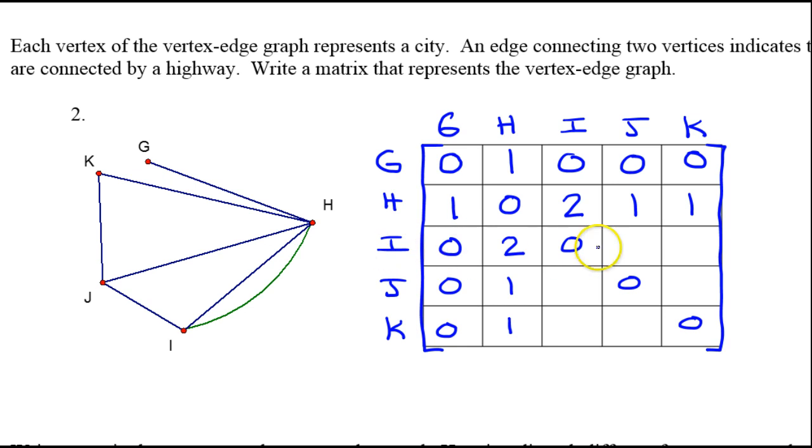What about between I and J? Yes, there's one highway between I and J. That means J to I, also a 1. What about I to K? Oh, there's no highway between I and K, so that's a 0, which means K to I, also 0. What about J and K? Yes, there's a single highway between J and K, which means there's also a single highway from K to J. So this matrix represents the vertex edge graph.